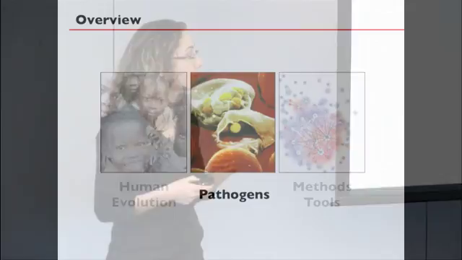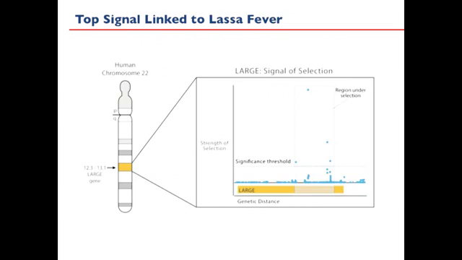I've come from a medical degree as well as a research background, and I'm very interested in pathogens. That's a lot of what my lab focuses on. I'm just going to tell you one story of many, but one that we've explored, which is the top signal that we identified in one of our first scans of an African population, a population from Nigeria, the Yoruba. We found that the top signal by our first scan localized to a gene called LARGE on chromosome 22.